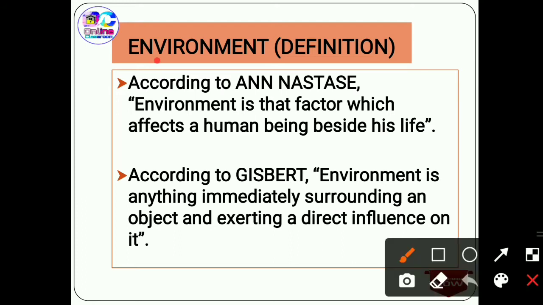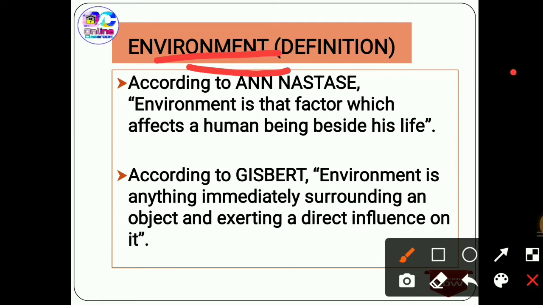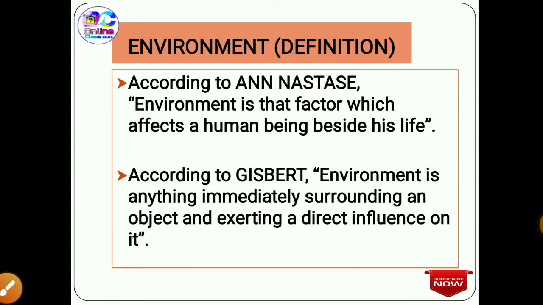Now, when we talk about this environment, we talk about the definitions. There are two definitions given. One is by Ananaste and another is given by Gisbert. The first definition was that the environment is a factor which affects a human being besides his life. Gisbert has stated that environment is anything immediately surrounding an object and exerting a direct influence on it.